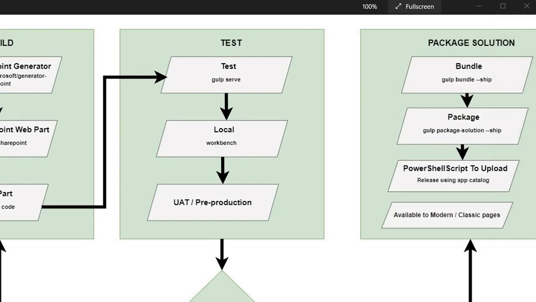With this command, we generate the .sppkg file, and that file we generally push to the app catalog. And what is the app catalog? The app catalog is a repository, or a location, where we can keep our custom solutions. Once your solution is deployed to the app catalog, it is ready for installation inside the site collection. And once it is installed into the site collection, you can use it in any of the modern pages as well as the classic pages.